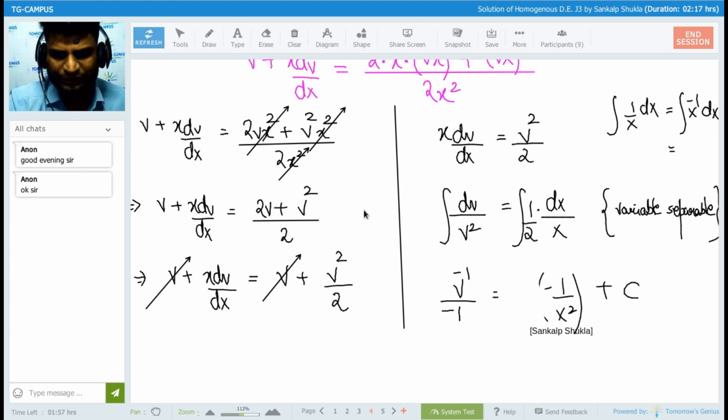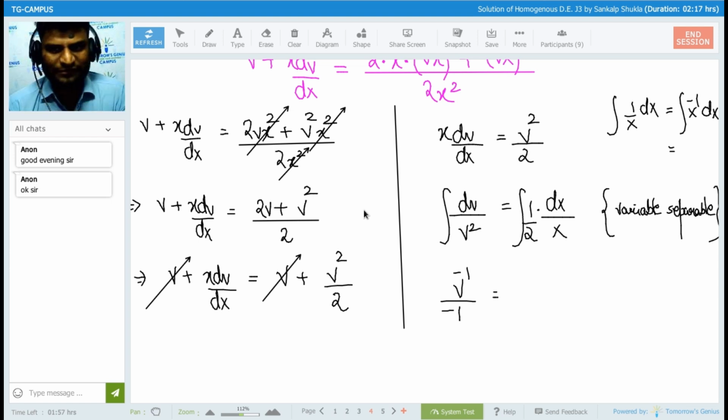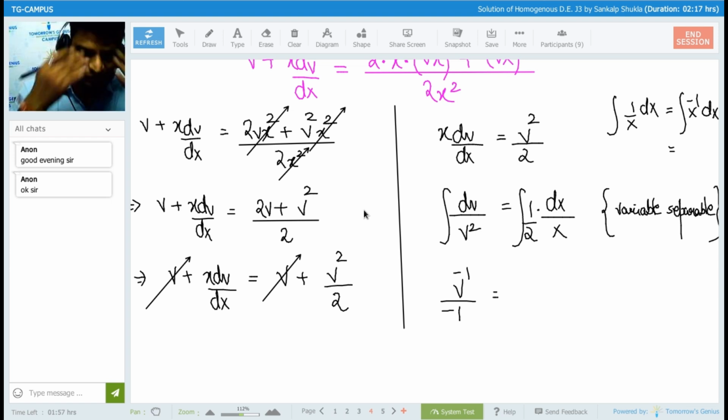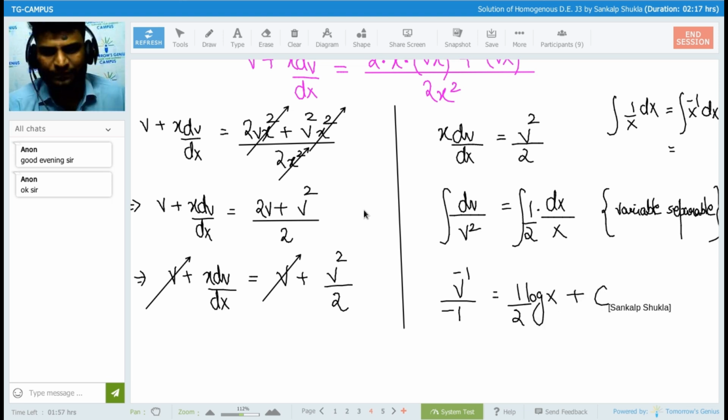Wait. I think I am getting confused. Derivative of log x is 1 by x, no? So integration of 1 by x will be log x. So fine, sorry. 1 by 2 log x. I was writing right. Yeah, this is the answer.